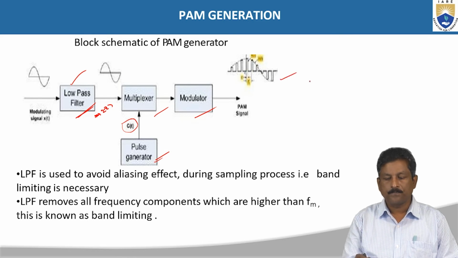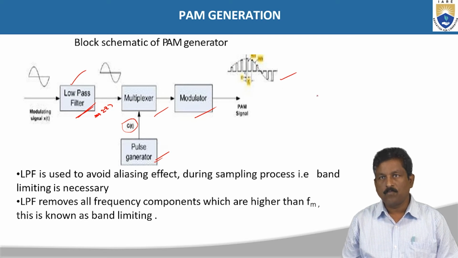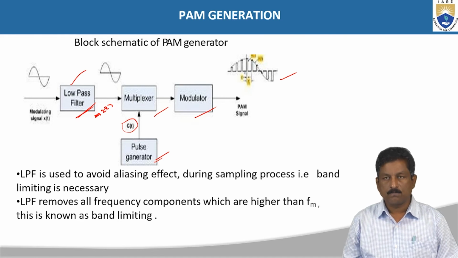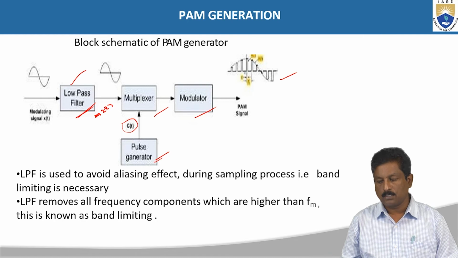So the output of the modulator will be like this only. You can see this dotted line joins all the tops of this modulated wave, which resembles our original modulating signal. So this is about how we are going to generate the amplitude modulated signal with the support of all the 4 block elements: low pass filter, multiplexer, pulse generator, and modulator. Okay, so this is about the generation of PAM, pulse amplitude modulation.